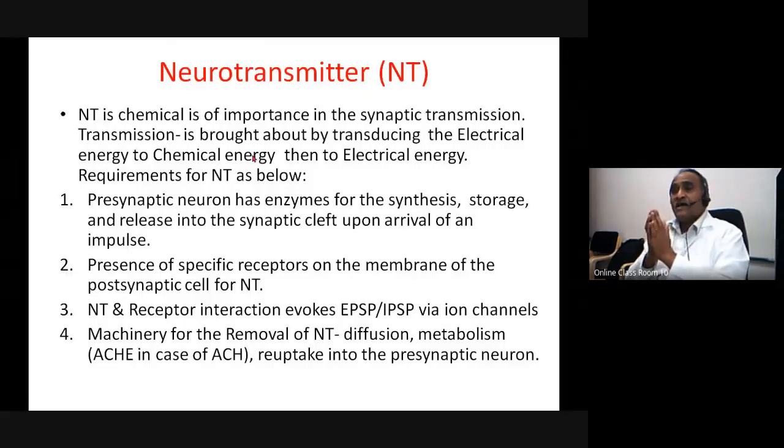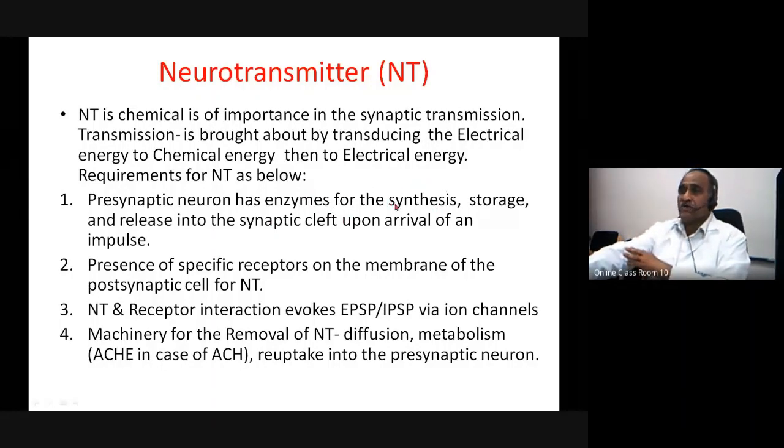What are the minimum requirements for a neurotransmitter? We cannot say all chemicals are neurotransmitters. To say that a particular compound or chemical is a neurotransmitter, point number one, it should be available at the synaptic cleft. And it should have all the enzymes or machinery for the synthesis of that chemical, storage of that chemical, and placement of those chemicals in the synaptic vesicles.